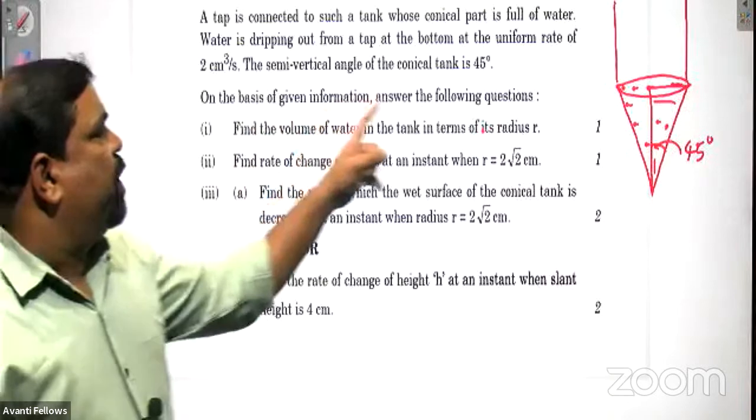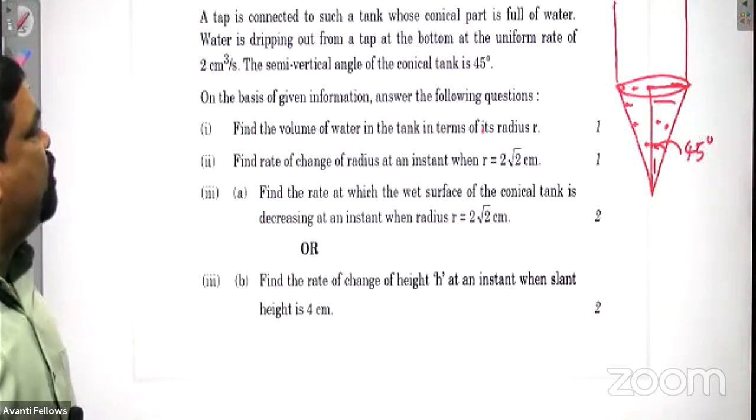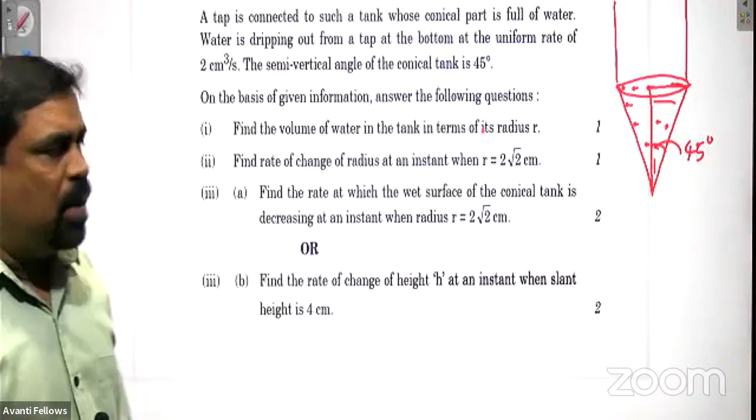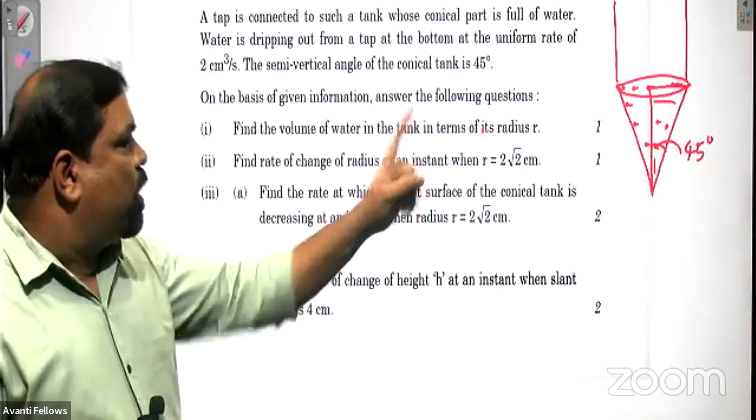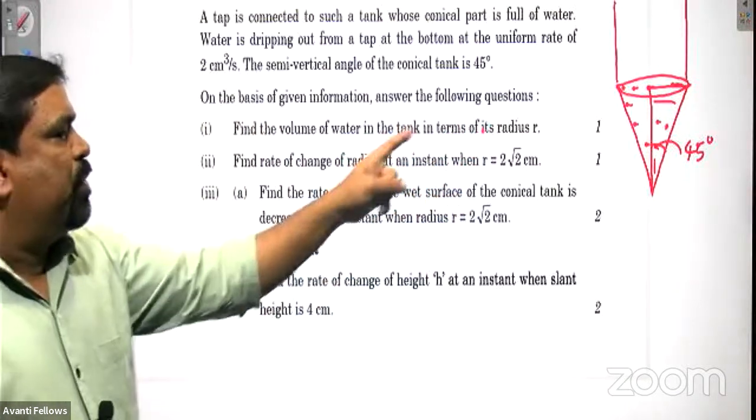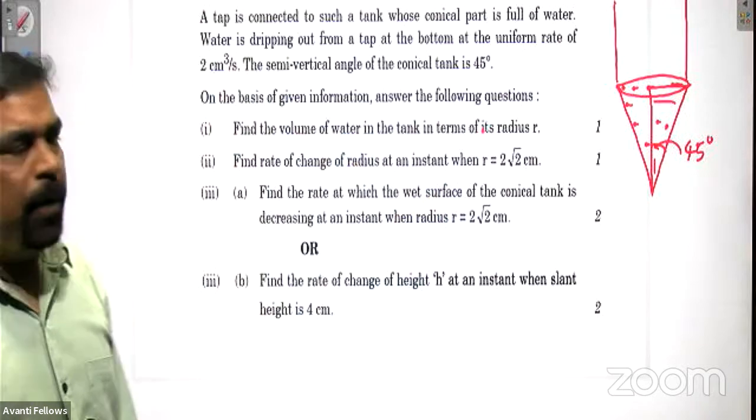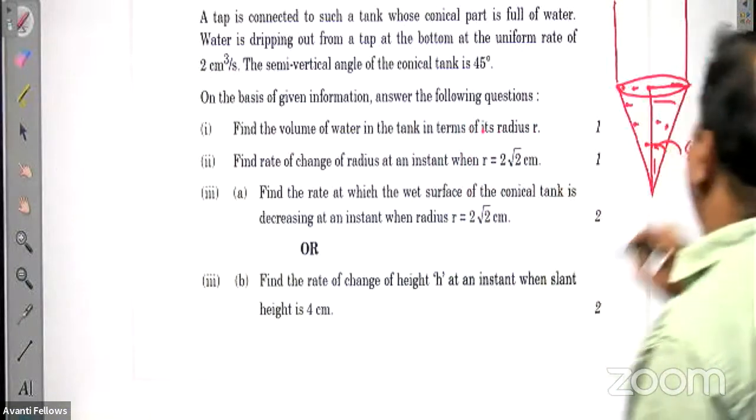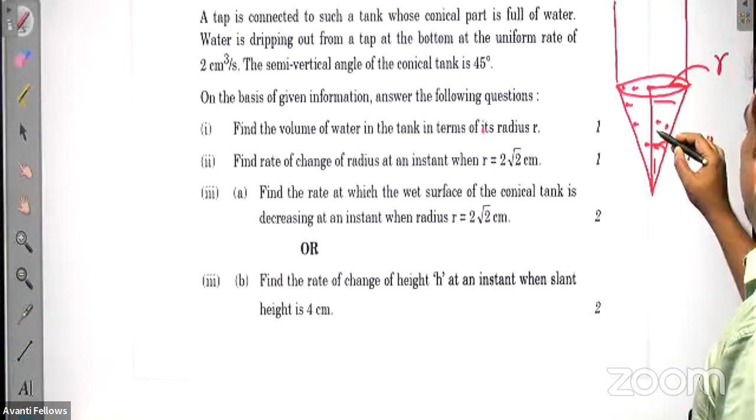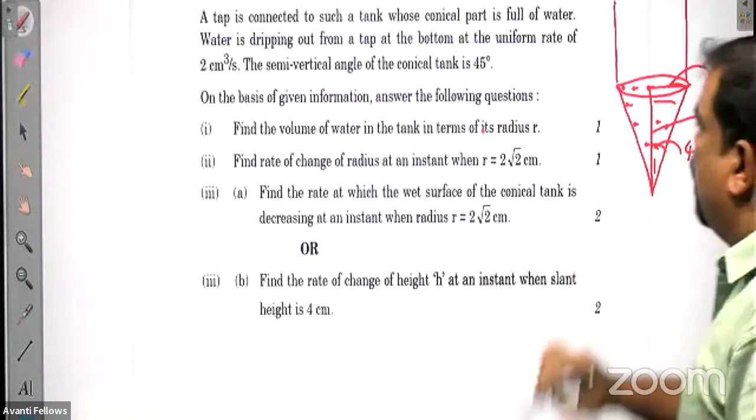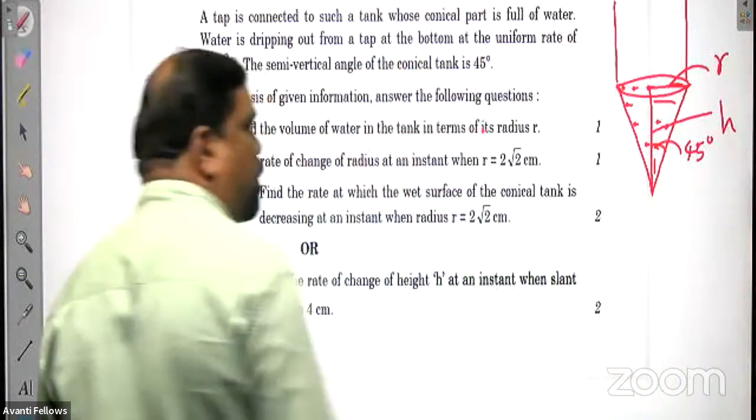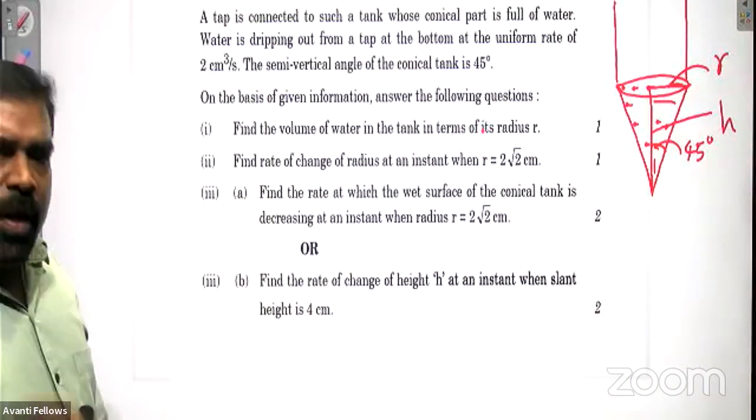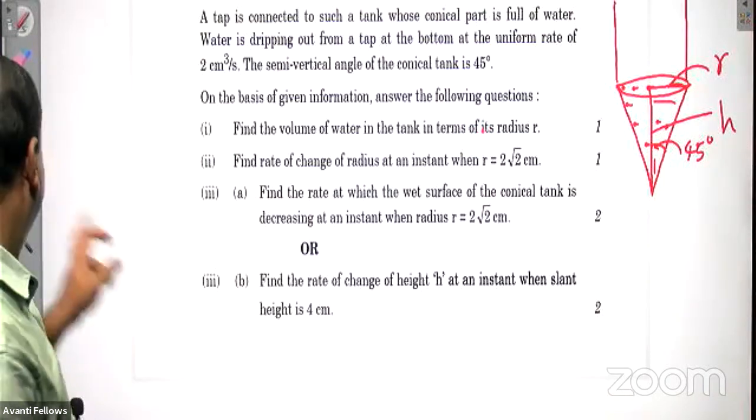On the basis of the given information, answer the following questions. The first question is, find the volume of water in the tank in terms of its radius. Find the volume of the water inside the tank in terms of the radius. So radius can be taken as small r, and height of the conical tank can be taken as small h. So we have to express the volume in terms of the radius. That is the first part.